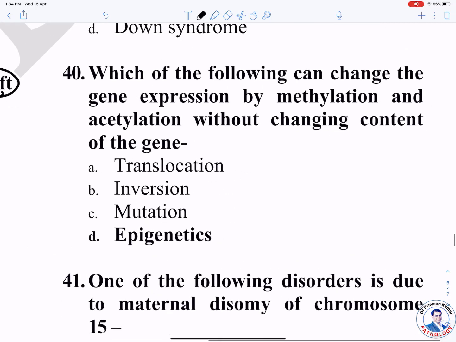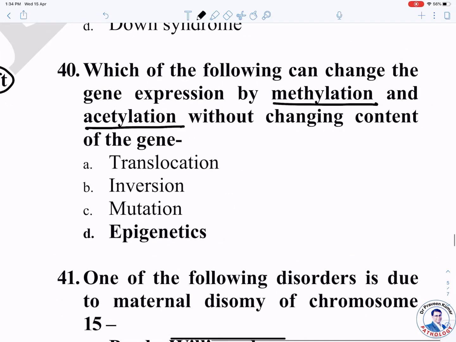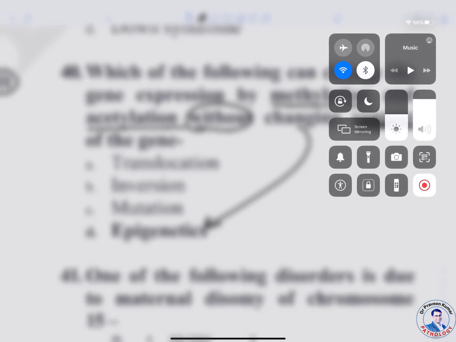Okay. This question is basically methylation and acetylation. I told you they happen without changing the content of the gene, and therefore it is called epigenetics. Remember, they are inheritable changes in epigenetics. Inheritable changes in the epigenetic.